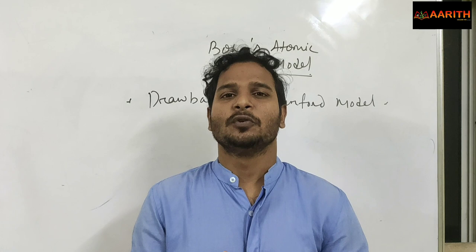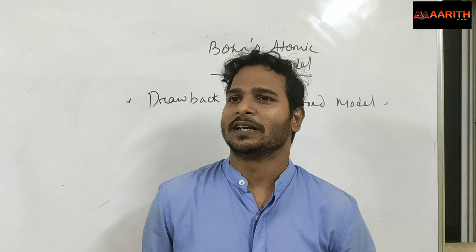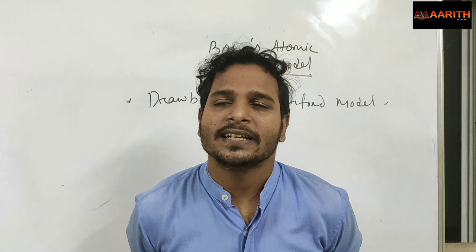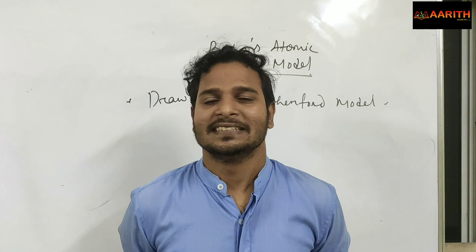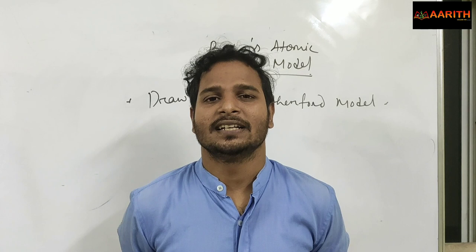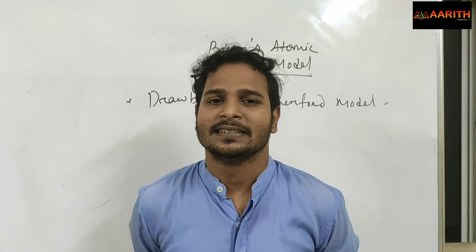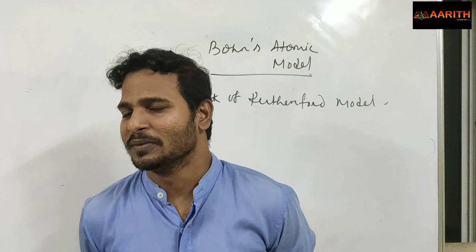So Niels Bohr explained the atom's particle nature with some postulates. The first postulate is that when an electron moves in a circular path around an orbit, it is in a stationary state. That means it doesn't lose or emit energy. Simply, the movement of an electron from one orbit to another is not in a continuous manner, it is in a discontinuous manner. I just want to explain one thing, what about continuous and discontinuous manner? Just imagine one thing.